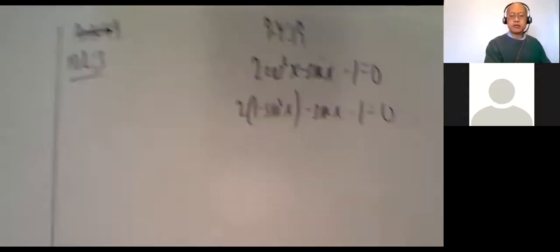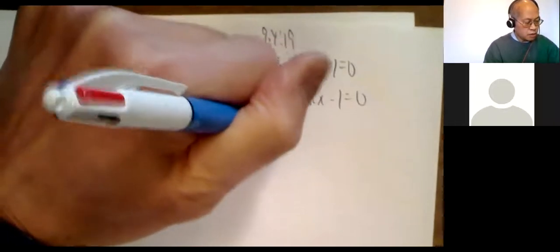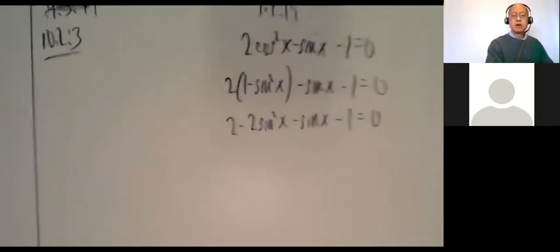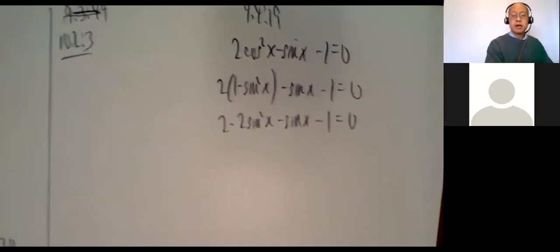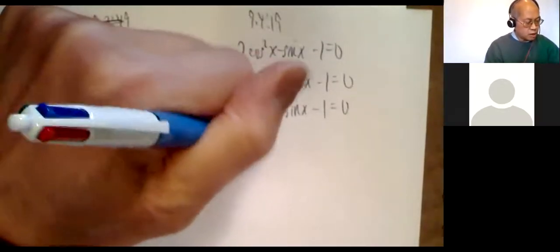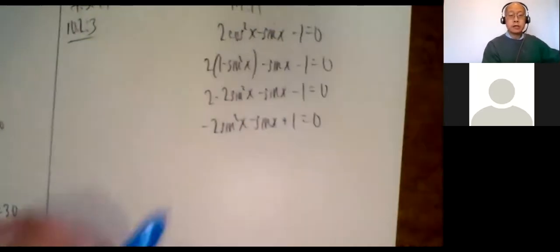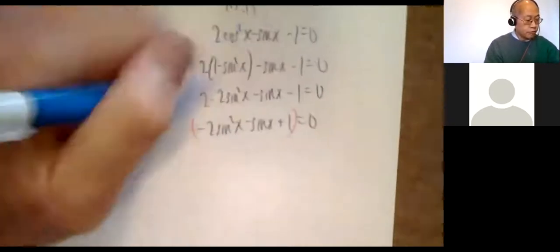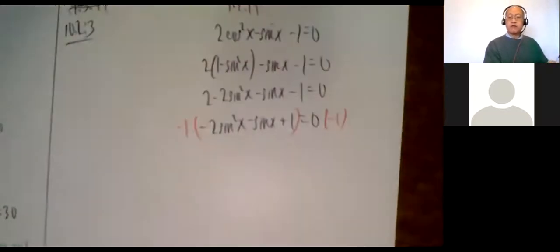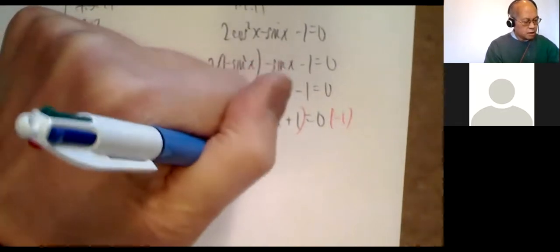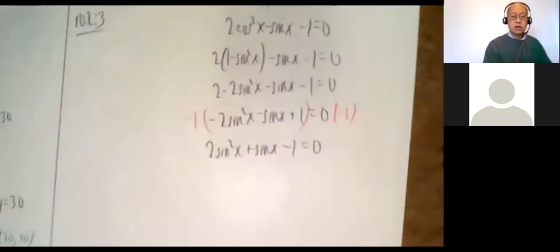The trick is to get everything in terms of just one trig function. So distribute: 2 minus 2 sine squared x minus sine x minus 1 equals 0. 2 minus 1 is 1. Negative 2 sine squared x minus sine x plus 1 equals 0. That's a quadratic equation in sine of x. I don't like the negative leading coefficient, so multiply both sides by -1: 2 sine squared x plus sine x minus 1 equals 0.